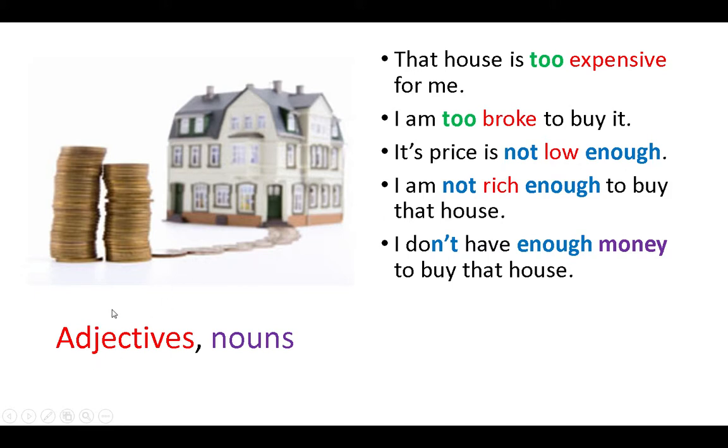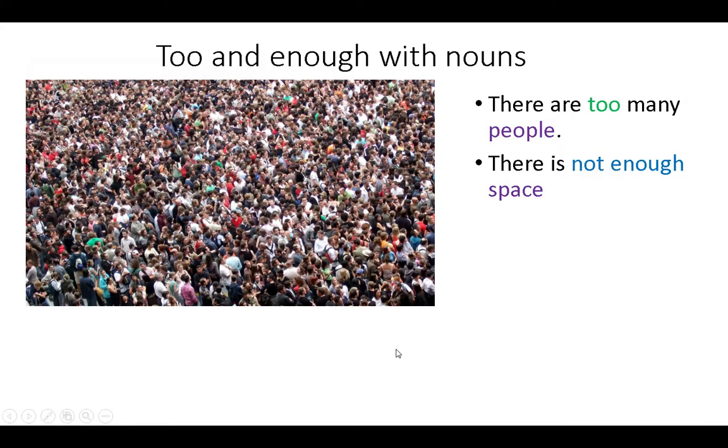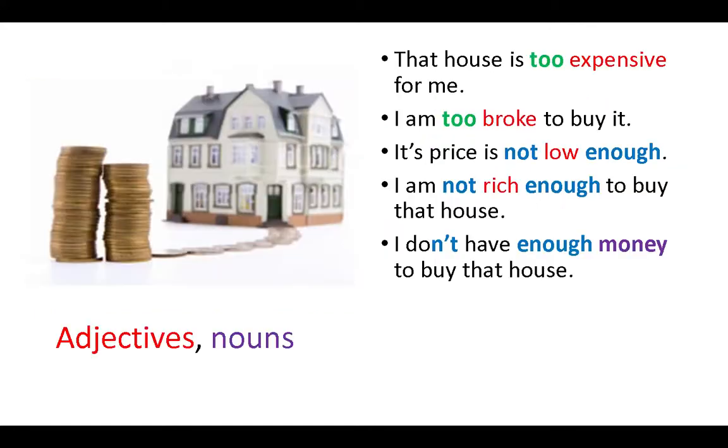Now, they are in red. But sometimes you can use nouns. Money, friends, people, students, time. Sometimes you want to use nouns to make sentences with enough and too. For example, I don't have enough money to buy the house, right? Let's have a look at some examples. Now, too and enough with nouns. Nouns are in purple, and here we had adjectives in red, nouns in purple.